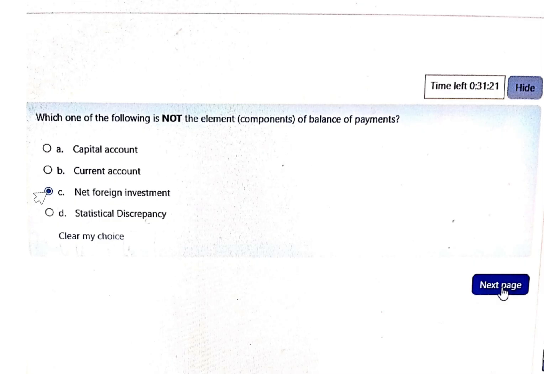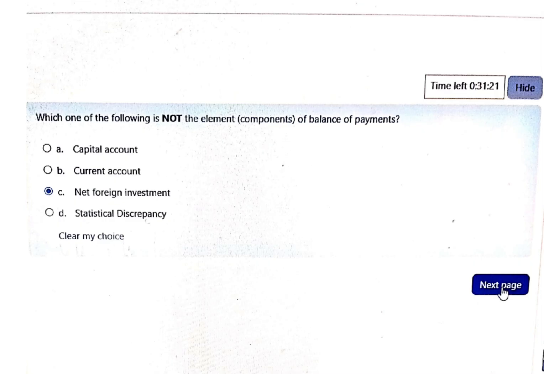Why are the other options correct? For example, A. Capital account. This is a standard component of balance of payment. It records capital transfers and asset transactions. B. Also current account. This is also right because major components like goods, services, income and transfers are recorded. And D, also statistical discrepancy. This is also true because it is included to balance measurement error in the balance of payment account. So the final answer is net foreign investment.